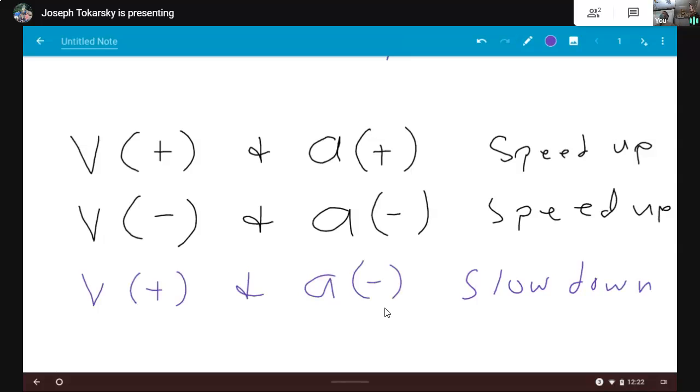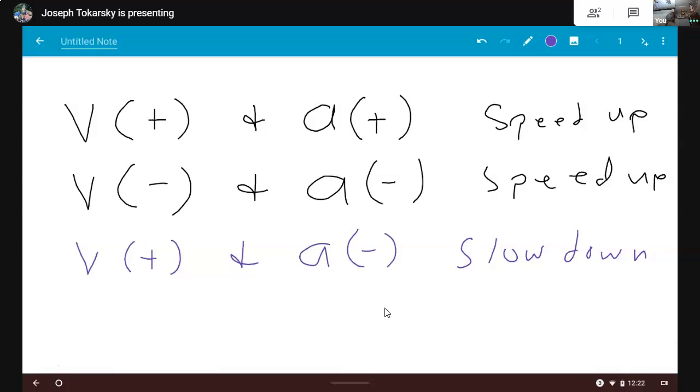Does that make sense to everybody? As simple of an idea as it is, if you don't get this, and you just solely assume all the time a negative acceleration is a slowdown, you will get burnt on problems throughout the year. All right? Because you can't assume that unless you know what the velocity was at the moment. So I can flip those signs, and it'll still mean slowdown.